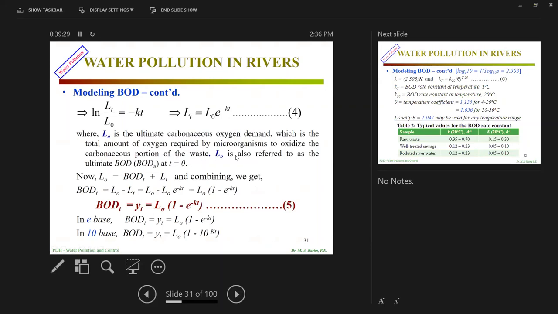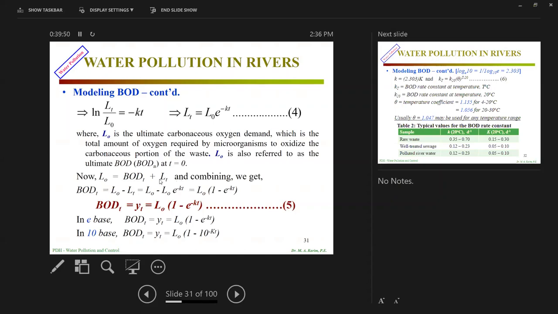Then L0 is also referred to as the ultimate BOD, or BOD U. So that's the final value. This would be the highest value in this case. We need to know it because it has some values in different cases. Now, if we use L0 equal to BOD_T into L_T.